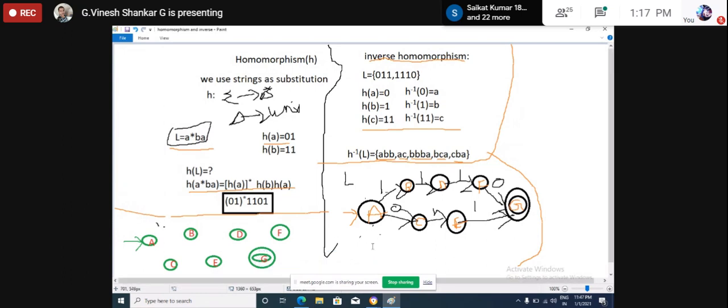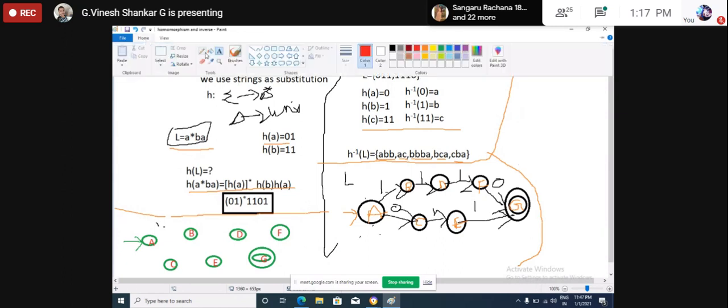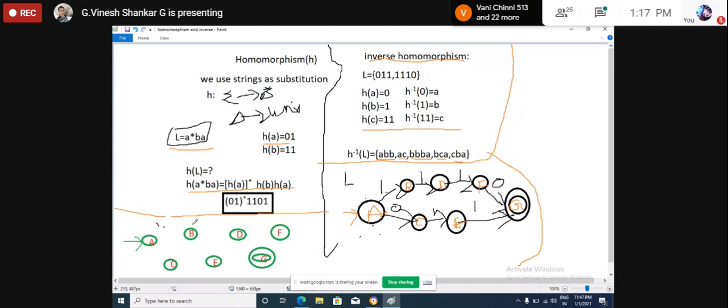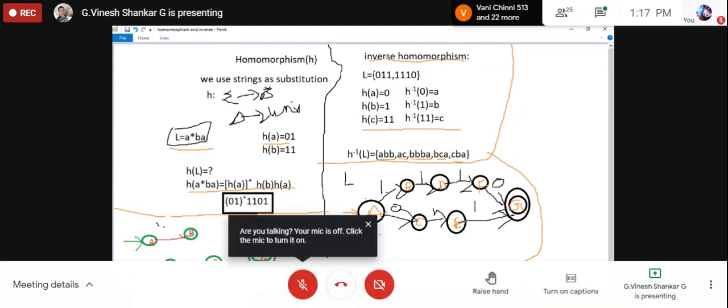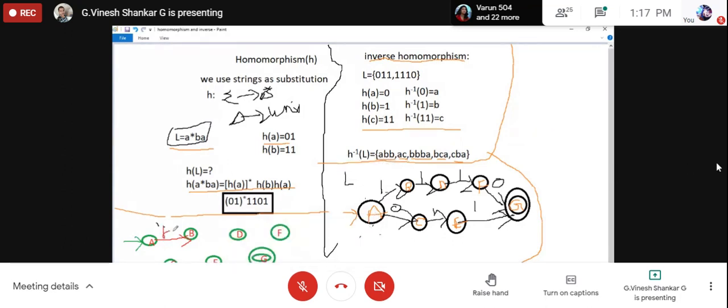Now what is there? A to B are going on 1. So what does 1 represent? From A to B you are going by 1. H inverse of 1 is nothing but B. So I can write here B.